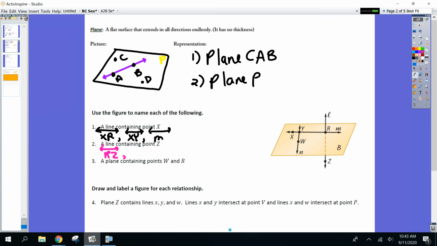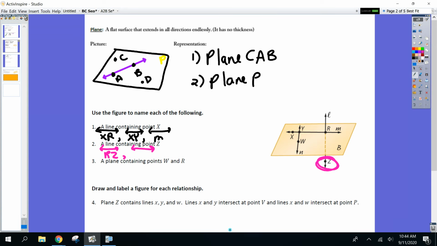Hannah, do you have another line that contains point Z for me? Hold on. I'm so sorry. It's okay. Take your time. Line. I'm looking for a line that's got point Z on it. So name this line another way right there that's got point Z on it.